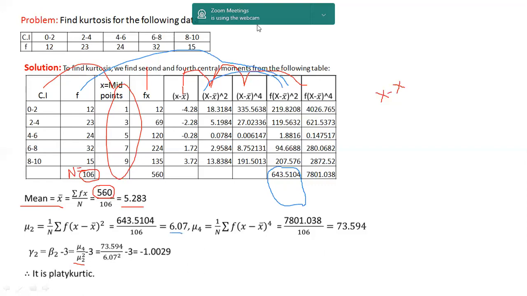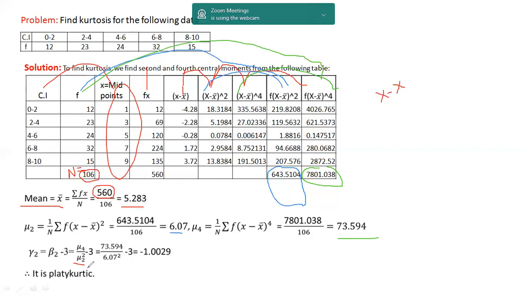To get the fourth moment, I'm taking another color. Here the frequency and x minus x bar power of 4: the product of these two columns, indicated in green color, sums to 7801.038, and this we divide by 106, which gives the fourth moment. Once we have the second and fourth moment, we substitute in beta 2, where beta 2 is equal to mu4 by mu2 square.